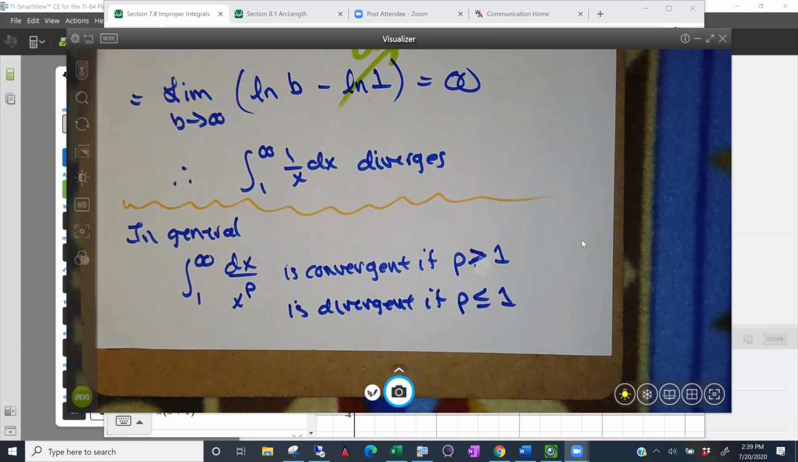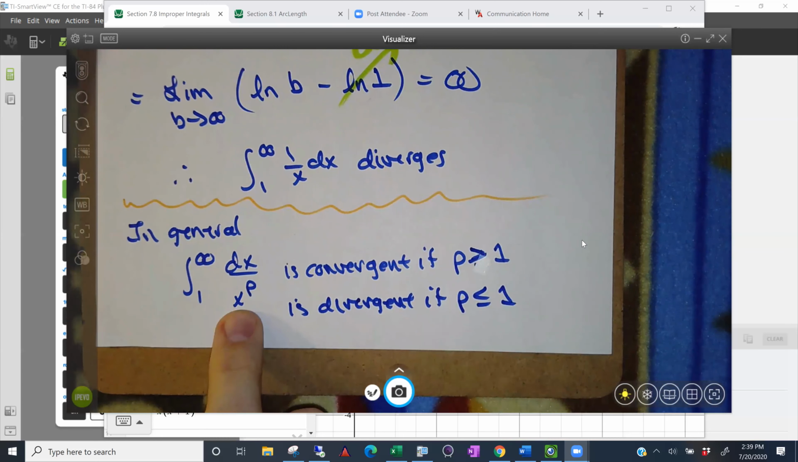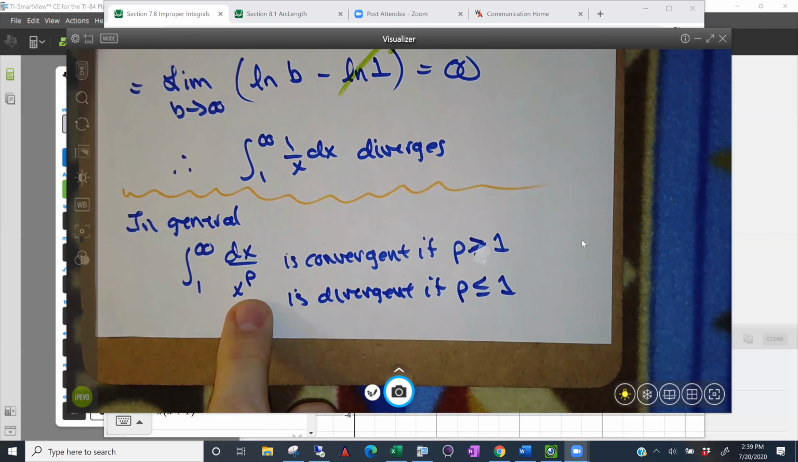So it's a nice little tidbit to keep around. These are called p-series. We'll see more of those when we deal with Taylor series in chapter 10. Is it 9 or 10? I think it might be at the end of 9. In any case, a couple nice little tidbits there.